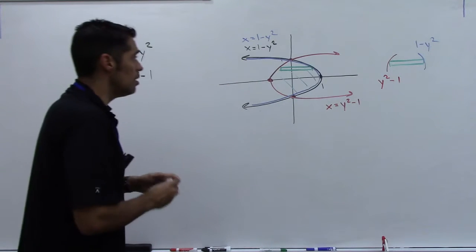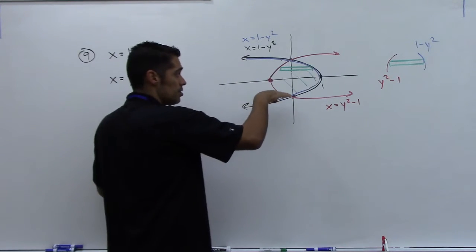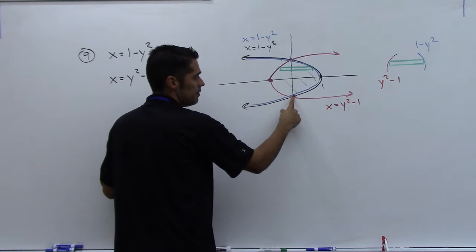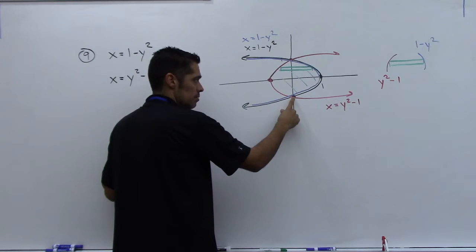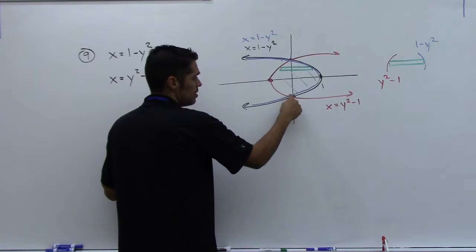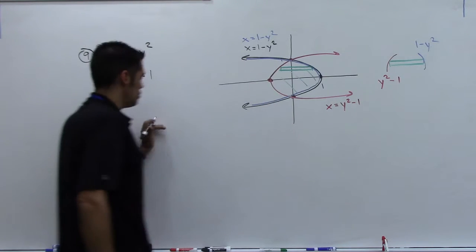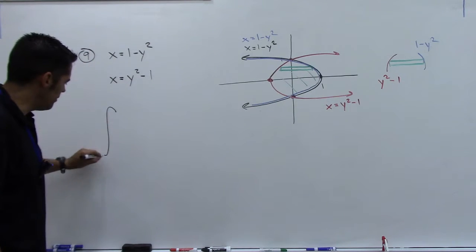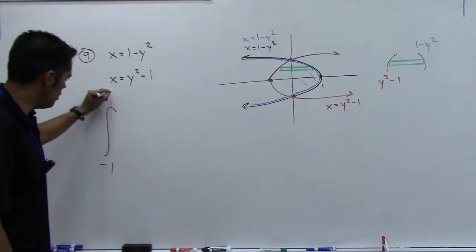I'm also going to need to know when my y values start and stop. And that's pretty easy to see from the intersection. You don't need to actually go do the work for it. It starts at y equals -1 and stops at y equals 1. So these are my bounds. The bounds are on y, -1 to 1.